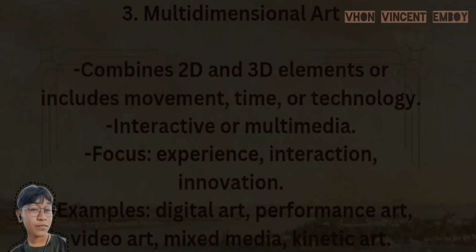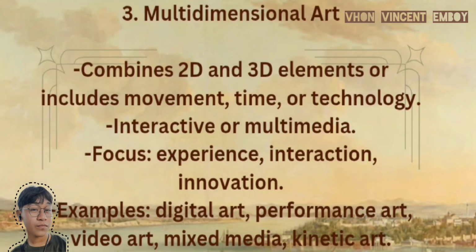Last but not the least, we have multidimensional art. These artworks combine 2D and 3D elements or include movement, time, or technology. It's interactive or multimedia. The focus is experience, interaction, and innovation. Some examples are digital art, performance art, video art, mixed media, or kinetic art. This is the most modern form because it goes beyond just a physical object. It often uses technology or movement.